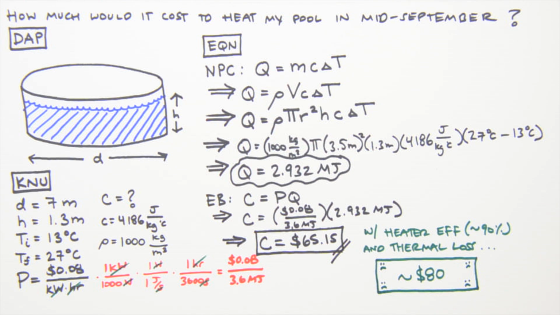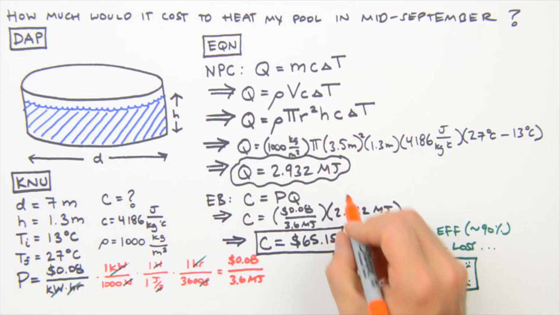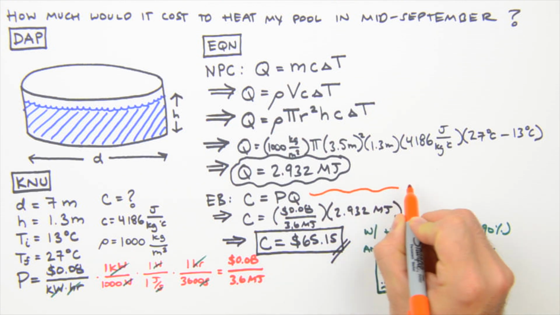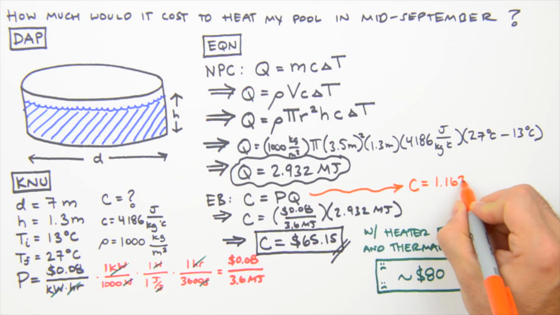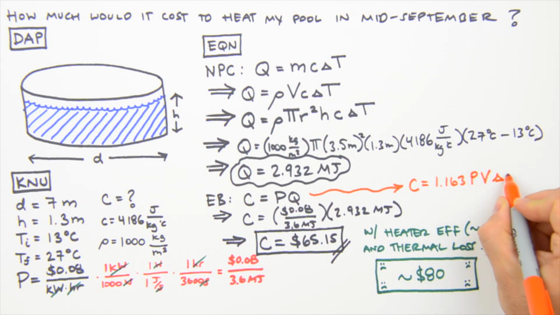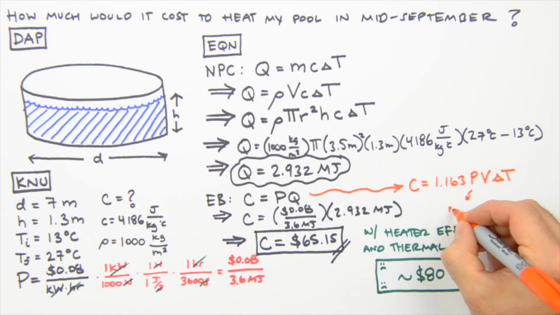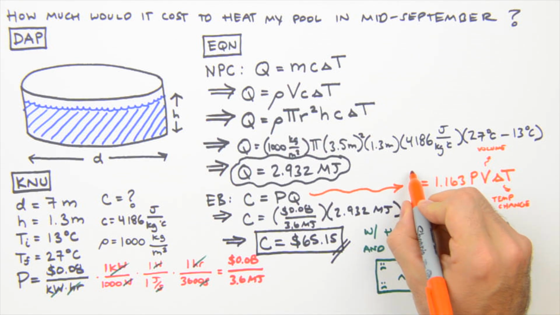Now, before we wrap up here, let's revisit our work and come up with an equation that the average Joe can use to determine pool heating costs, just for funsies. Starting from the energy bill equation, we'll combine constants via multiplication. From the price of energy, we'll take the unit conversion. From the heat equation, we'll take the specific heat and density of water. And multiplying these together gives us one all-encompassing pool heating cost determination constant, which yields C, the cost of heating the pool, equals 1.163, that's our constant, times P times V times delta T, where P is the price of energy in dollars or cents per kilowatt hour, V is the water volume in cubic meters, and delta T is the change in water temperature in degrees Celsius.